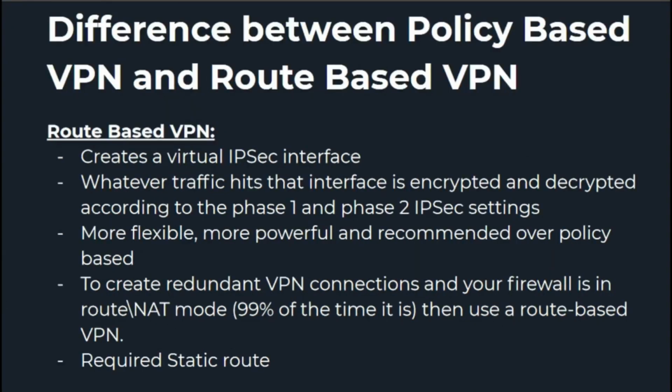In this video, we are going to discuss the difference between policy-based VPN and route-based VPN. So let's start with the route-based VPN. In route-based VPN, we have to create a virtual interface. Whatever traffic hits that interface is encrypted and decrypted according to the phase 1 and phase 2 IPsec settings. It's more flexible, more powerful, and recommended over policy-based. To create a redundant VPN connection when the firewall is in route or NAT mode, 99% of the time we have to use route-based VPN. It requires a static route for a route-based VPN.